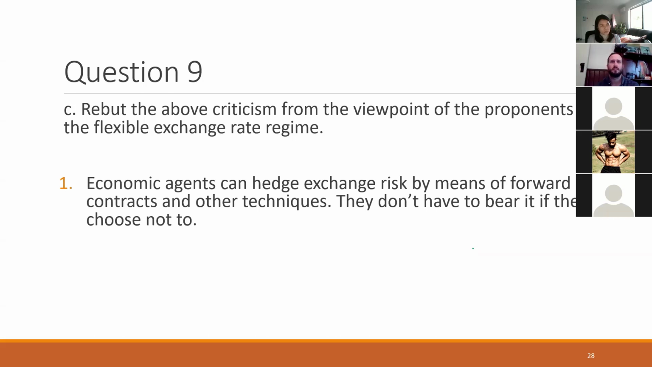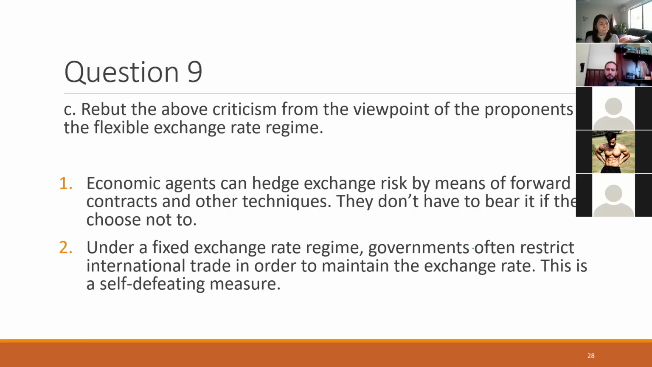So here, the counter argument is, firstly, as I mentioned before, if you worry too much about exchange rate risk, you can choose to manage it, right? Using either a forward contract or something else, right? So to say that exchange rate volatility discourages trade is not very correct, because if your trade partners are worried about exchange rate risk, they can always hedge it, okay? They can always eliminate it by using a forward contract, okay?